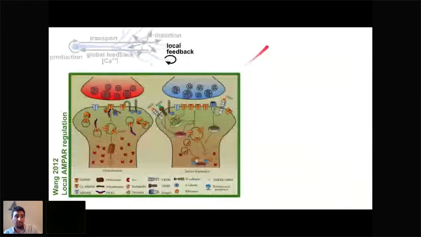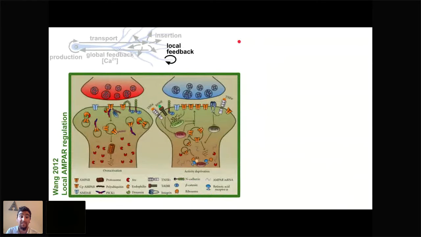So let's look at local feedback. A few months back, my supervisor asked me to design a mechanism for local AMPA regulation. I started digging and I found this figure for local AMPA regulation, and I started realizing how complex it was. There's something like 20 molecules here and many, many pathways.